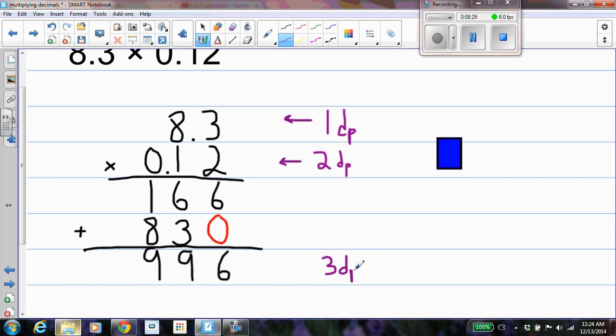So I'm actually going to do my swoops. I'm going to go 1, 2, 3. So my decimal goes right here. So 996 thousandths. Not bad. 3 decimal places to the right. I didn't worry about the decimal until the very end.